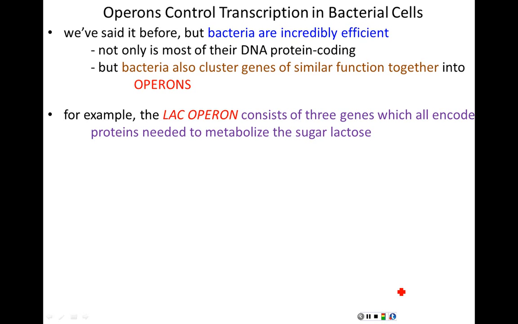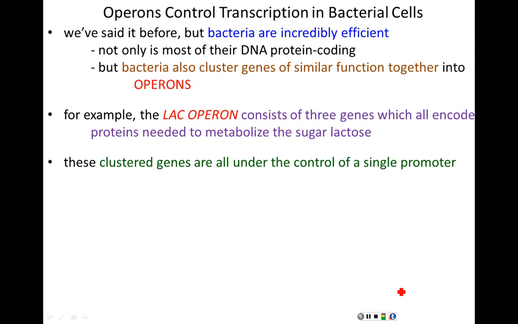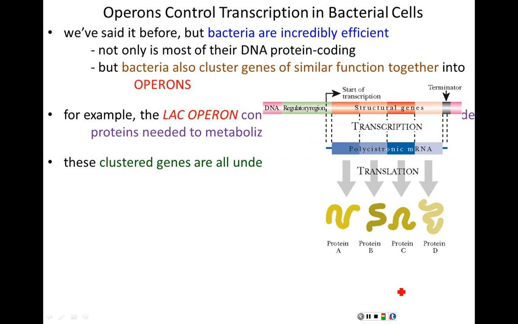We'll use as our example the lac operon. The lac operon consists of 3 different genes, all of which encode proteins needed to metabolize and feed on the sugar lactose, the milk sugar lactose. These clustered genes are all under the control of a single regulatory element, a single DNA sequence that controls them. We refer to this as a promoter. A promoter is a DNA regulatory region. It's a regulatory element. It's an on-off switch for a gene.